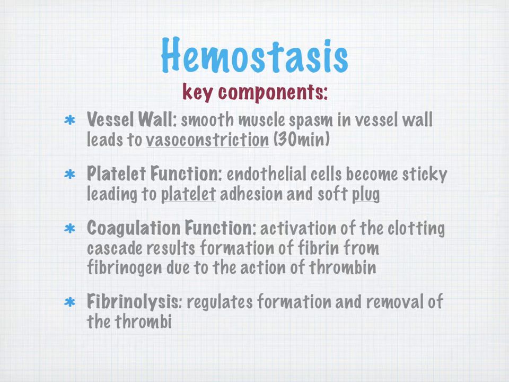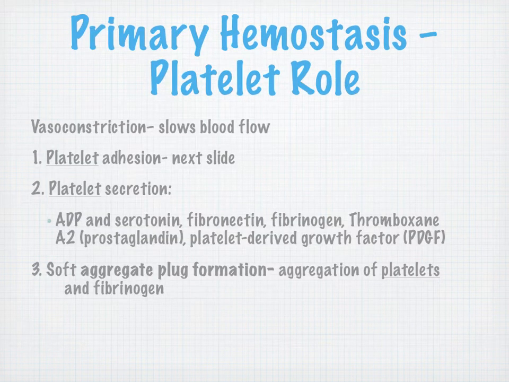So, hemostasis key components. What did we just say on the last two slides? The vessel wall, the platelet function, the coagulation function, and then something called fibrinolysis. The vessel wall has to contract in order to vasoconstrict. Platelet function is where the endothelial cells become sticky, and you end up with platelet adhesion, which forms a soft plug. The coagulation cascade then starts, which results from the formation of fibrin from fibrinogen due to the action of thrombin. And then we look at fibrinolysis to regulate the formation and removal of the clot.